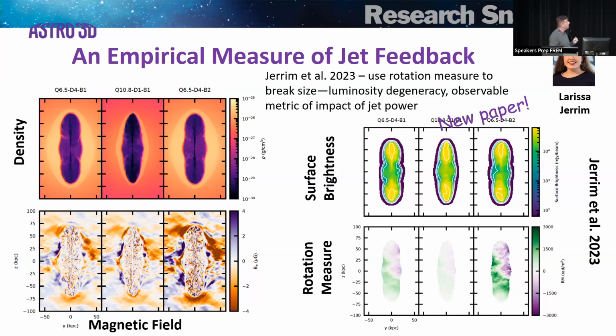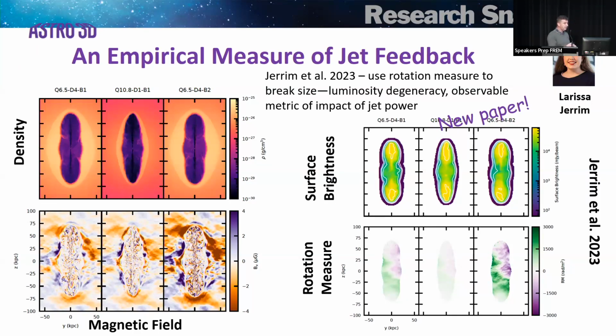But this is a really cool project that Larissa Jerem has been working on. She's one of Stas's students. And the idea here is to figure out how we can use information that we can measure in radio to tell us something about the ambient conditions within the jet. On the left-hand side, on the upper case, you've got the jet in density. On the bottom, it's showing what the magnetic field is doing.